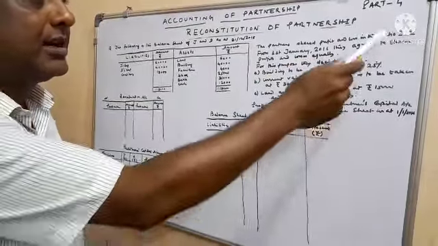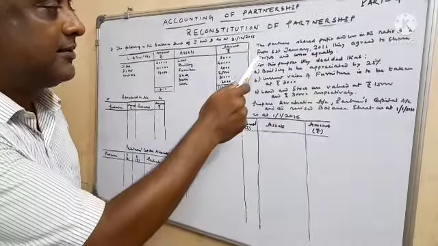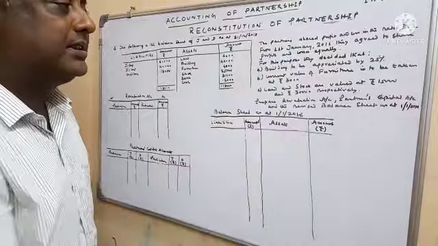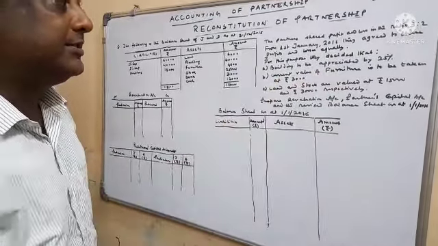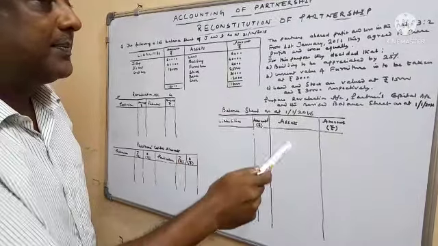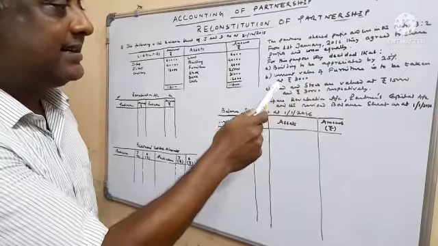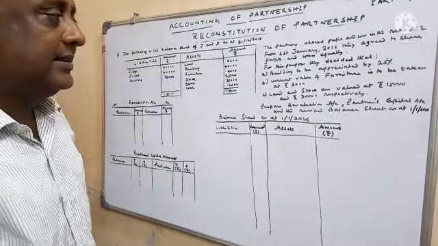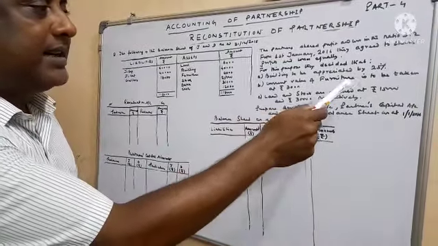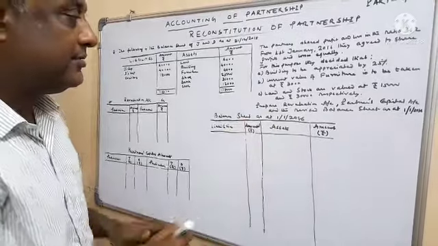This is the old ratio given in the question. From 1st January 2016, they agreed to share profit and losses equally. For this purpose, they decided that building is to be appreciated by 25%. Current value of furniture is to be taken at 3,000.